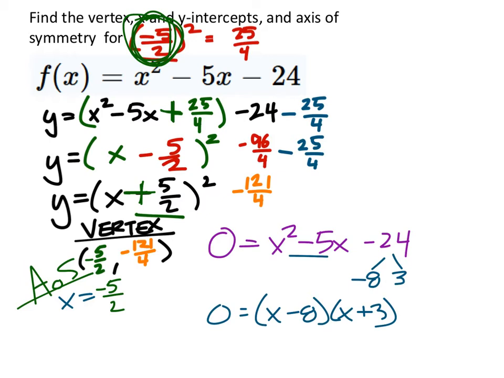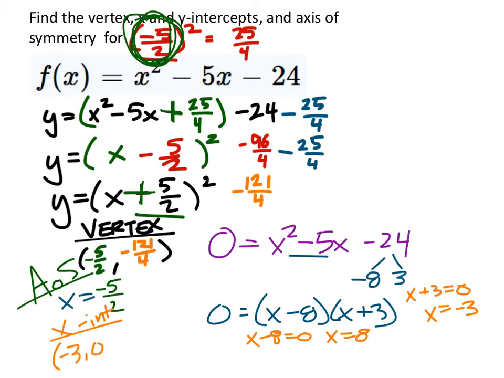Which means that if I can get this x minus 8 to equal 0, I would have a true statement. So x is positive 8. But if I could get x plus 3 to equal 0, that would also be true. So subtracting 3 from both sides gives us x is negative 3. So for our x-intercepts, I got x is negative 3, then y is 0. But also x is 8, and then y is 0.